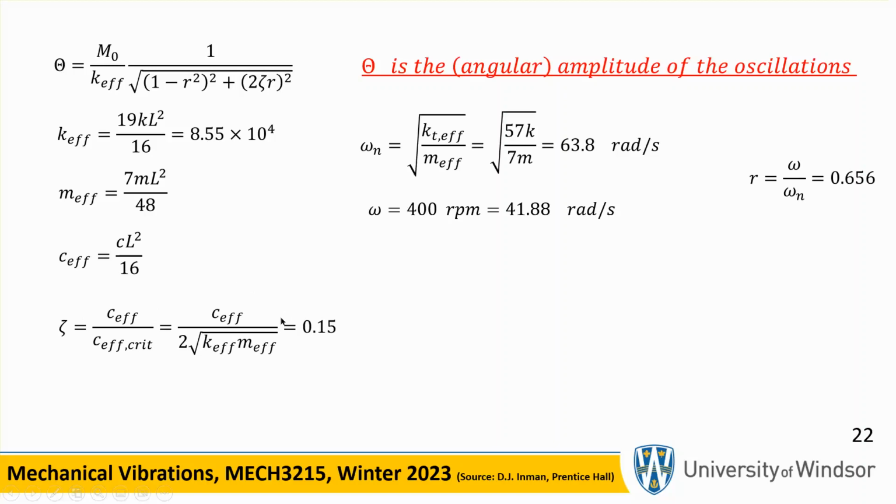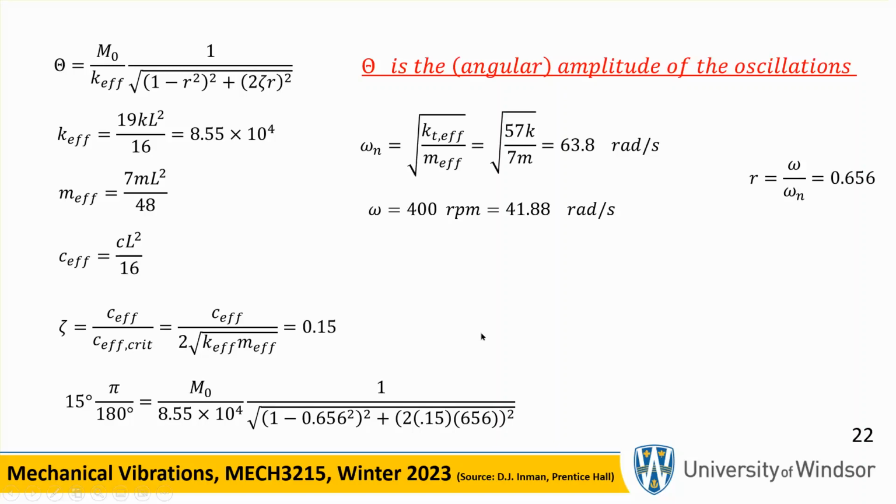C effective is this number, that whole thing. Okay, and critical is 2 square root K effective, M effective, and we have K effective and M effective. Just work it out.